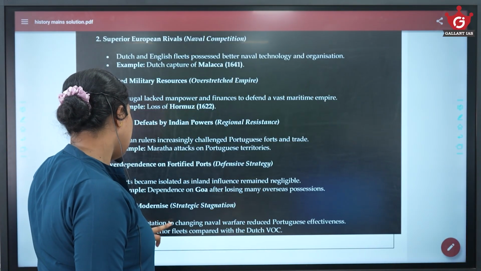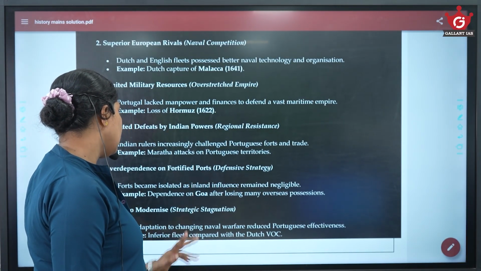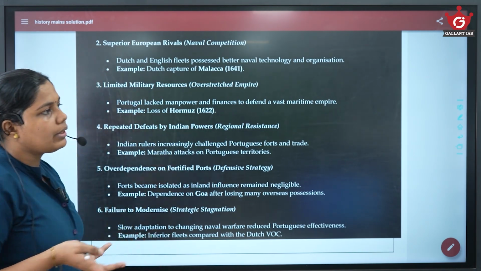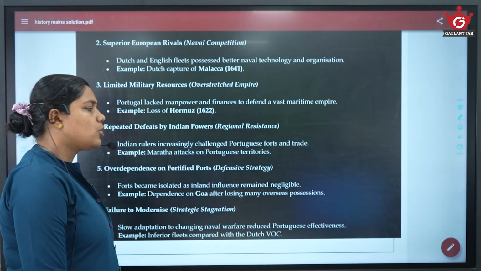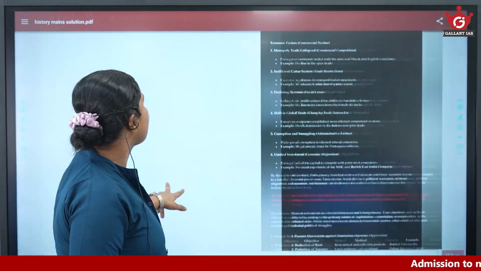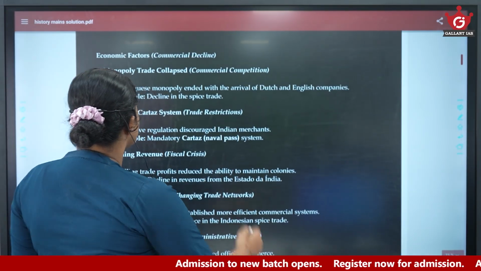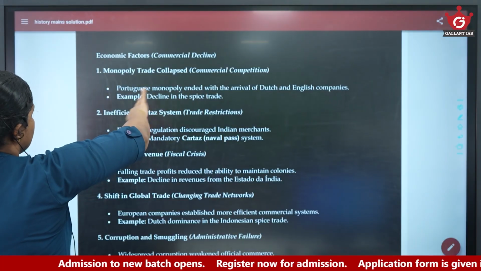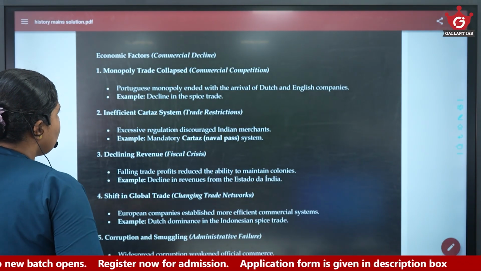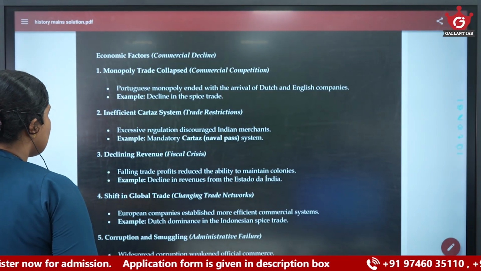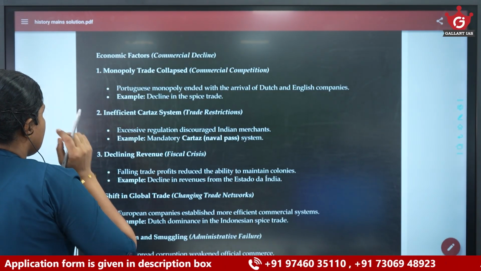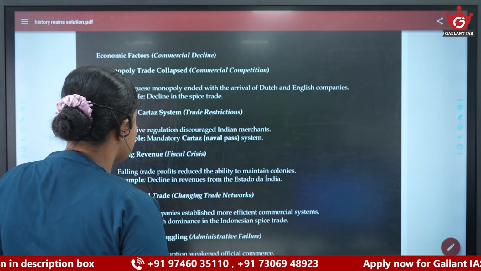Next is failure to modernize. Whatever English and Dutch, they were trying to modernize their army, but the Portuguese failed to do it. Now we talk about the economic factors. Monopoly trade collapsed. Okay. So whatever they were trying to do, with the arrival of Dutch and English, the spice trade was really affected.